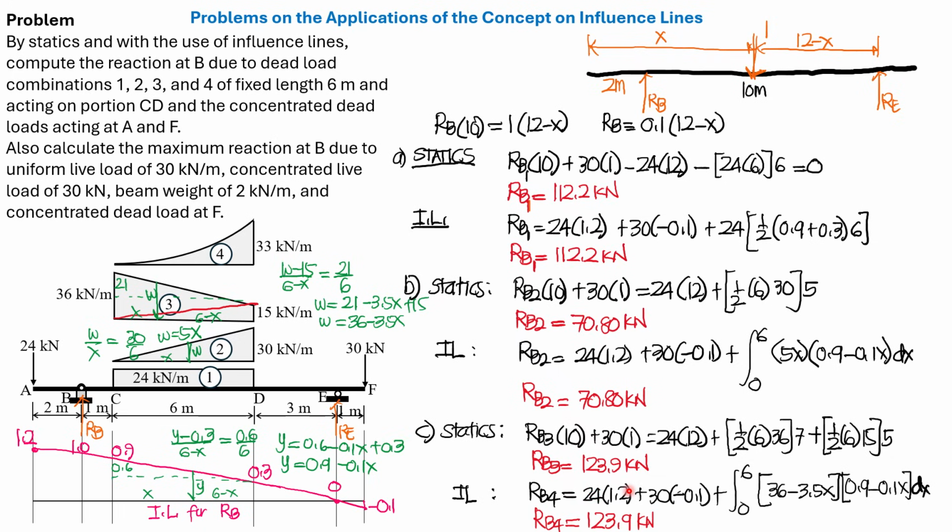And by using the influence lines, RB4 is 24 times 1.2 plus 30 times negative 0.1, plus integral 0 to 6 of w, which is 36 minus 3.5x, times y, which is 0.9 minus 0.1x, then dx. Using your high-tech calculator, it will give us the same result of 123.9 kilonewtons.